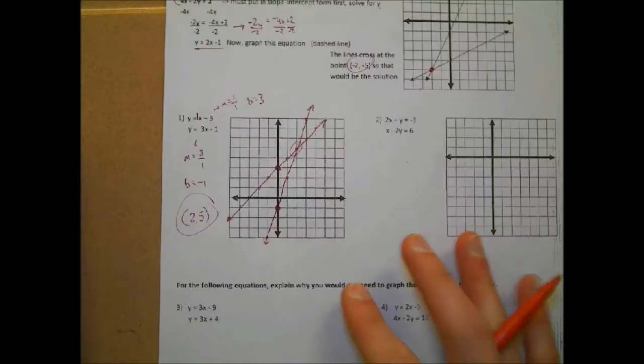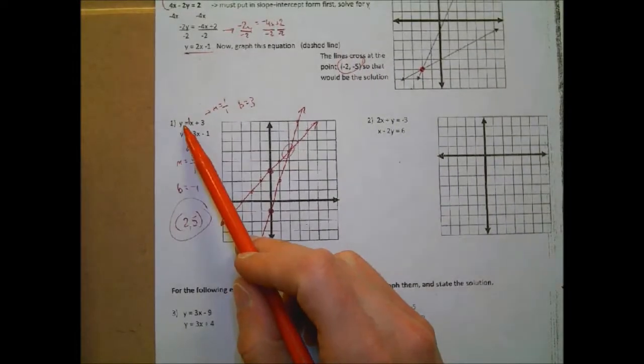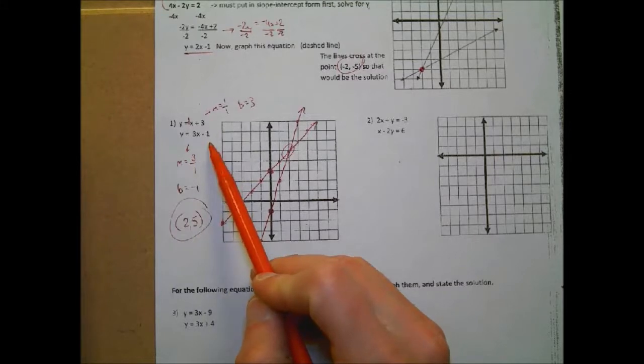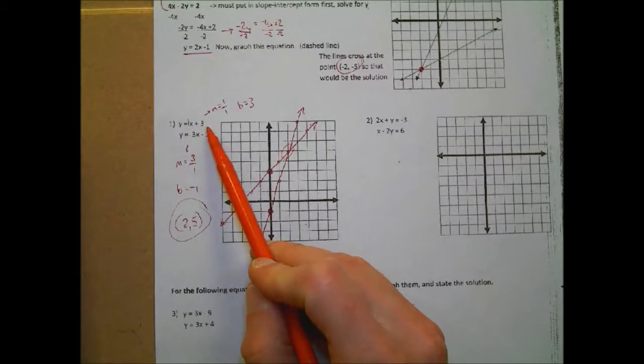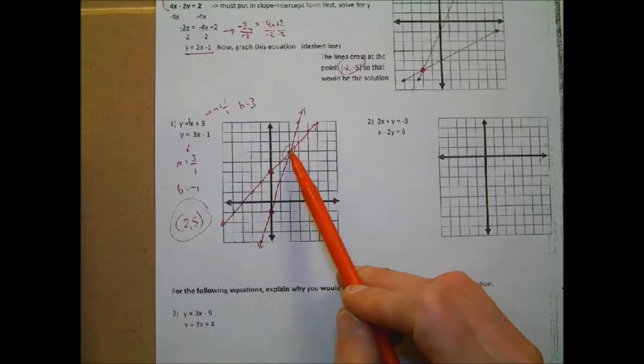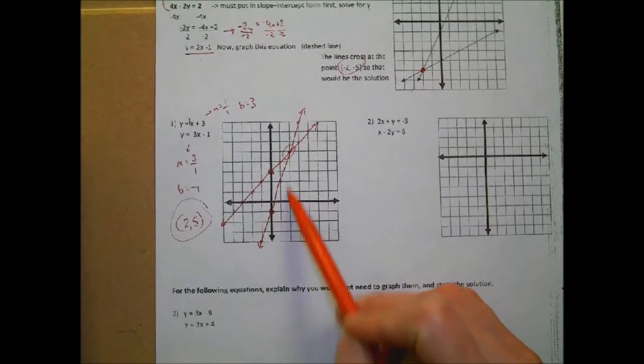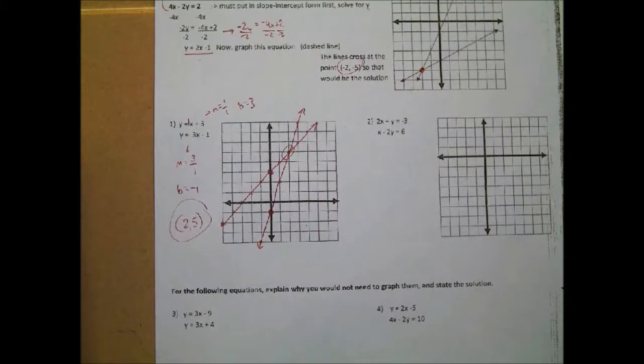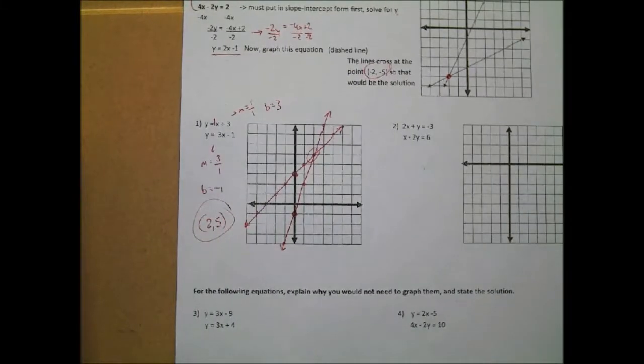Then we did number 1, where they were both already in slope-intercept form, and so we just had to graph them. Again, identifying the slope and the y-intercept, and graphing them. And we found the point of intersection right there at the point 2, positive 5. Okay? So let's go over now to number 2.